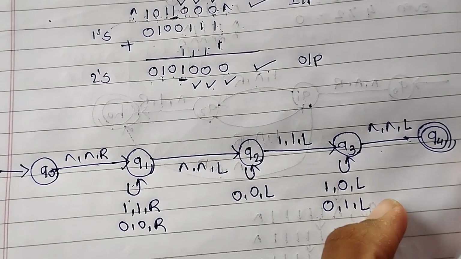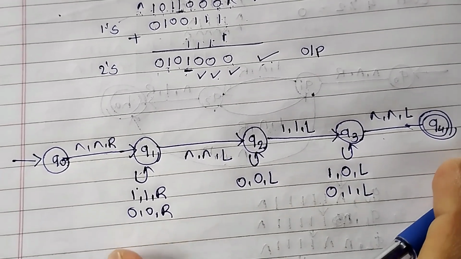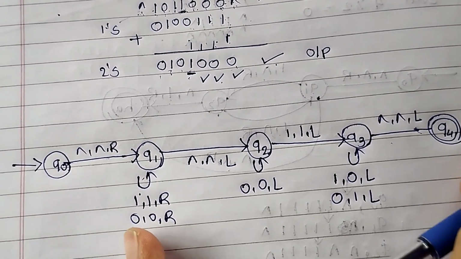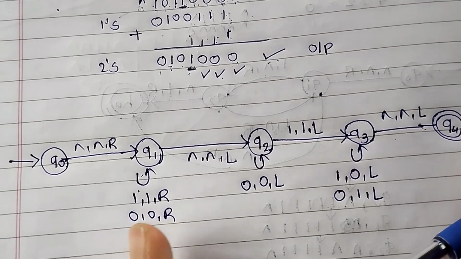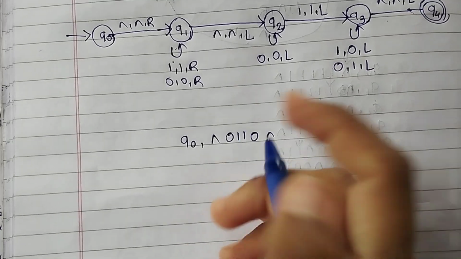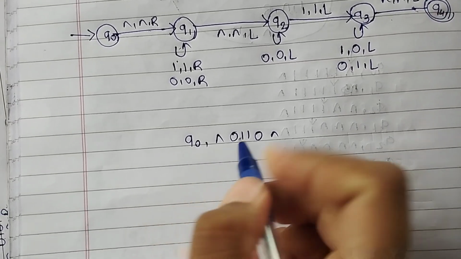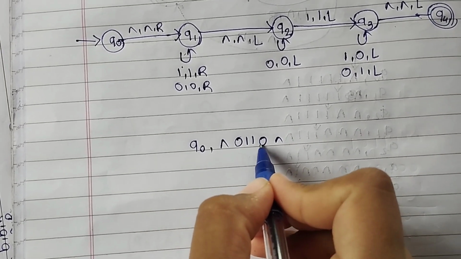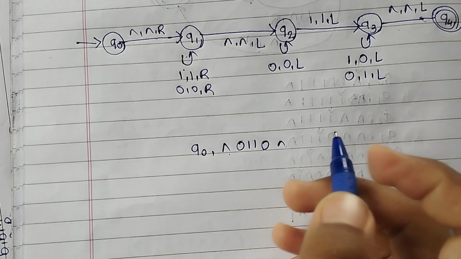What you want to name it, give it that name. And this is the Turing machine for the 2's complement. Now we take one example for simple understanding. So this is the example we consider: 0 1 1 0, starting with null and ending with null.